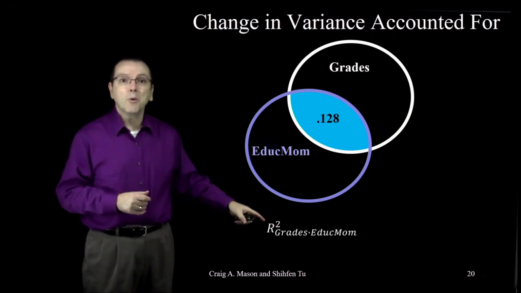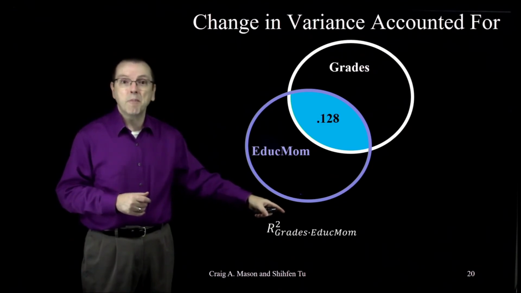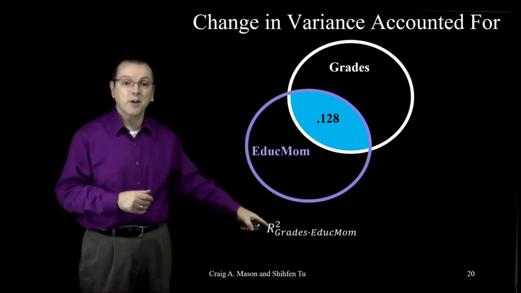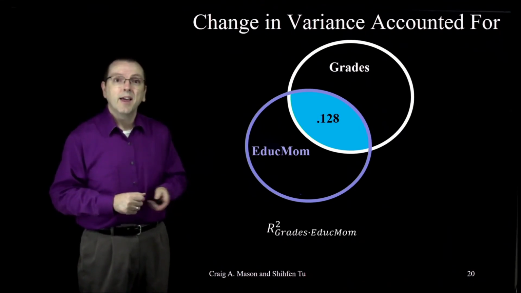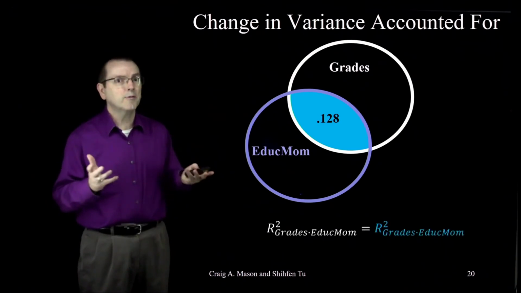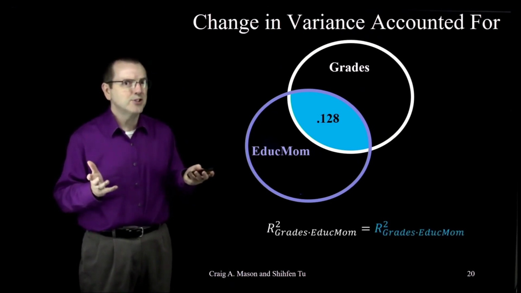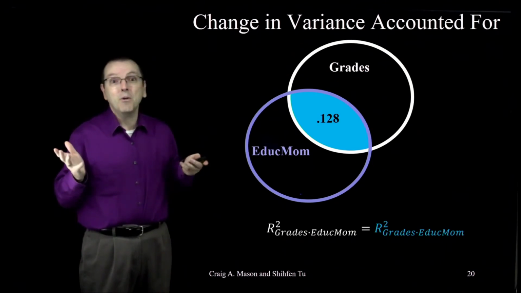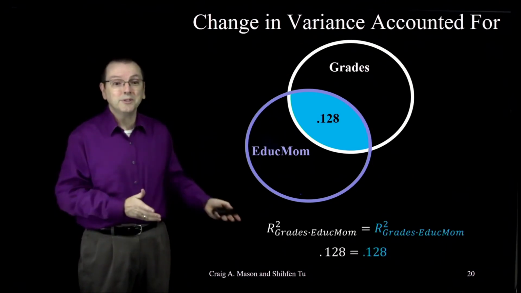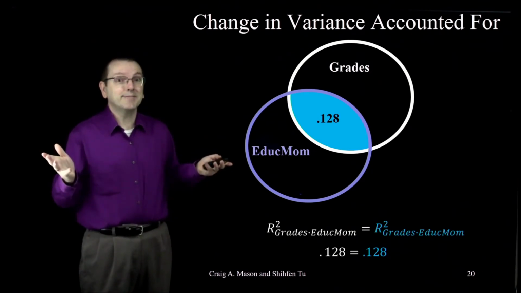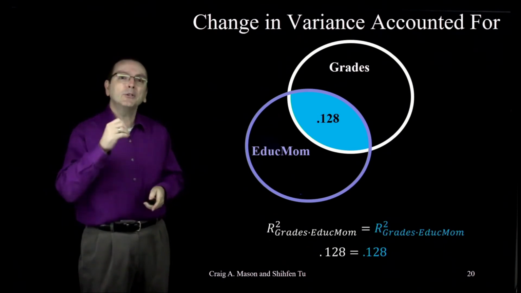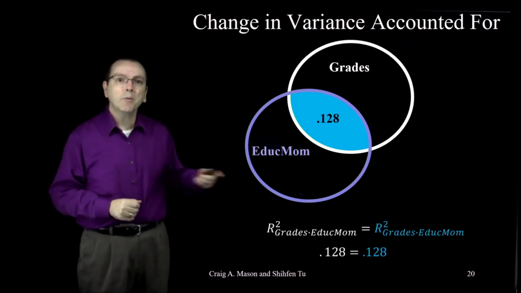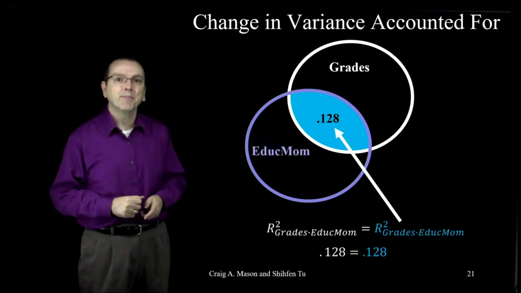That's what the grades.education mom means in the subscript. Grades is our outcome. We're predicting it based on mother's education. And that's equal to the r squared for grades based on mother's education, or 0.128 equals 0.128. Now, like I said, it's kind of silly at this point, but you'll see where this is headed in Model 2 when we add a second predictor.